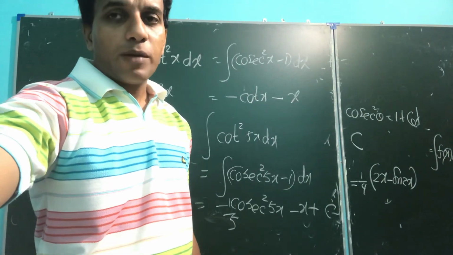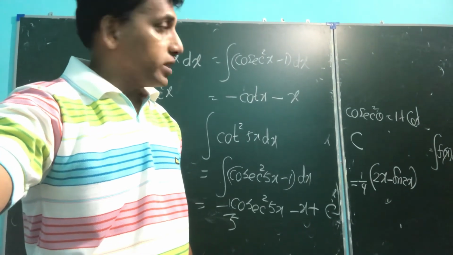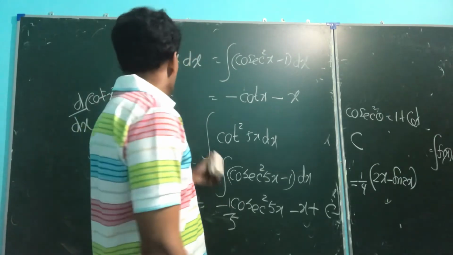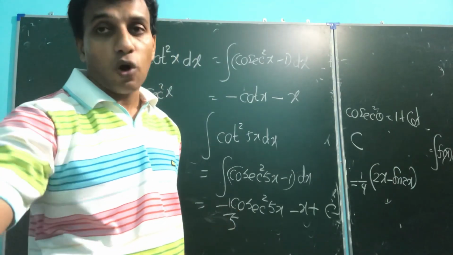These are the standard parts using sine square, cos square, tan square. I also mentioned cot square.